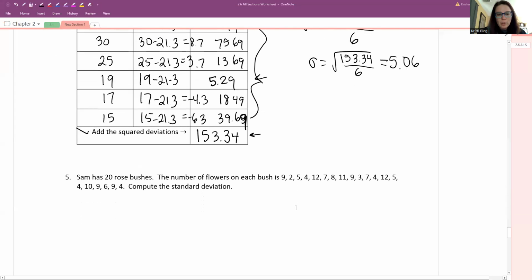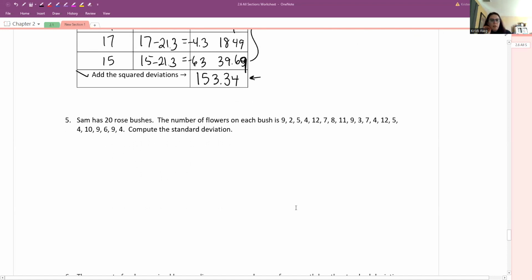So let me share my screen again. Going to Sam and his rose bushes. Okay. So Sam has 20 rose bushes. The number of flowers on each bush is, and it gives a whole list. Compute the standard deviation. So for this, I want you to take a second and put everything in the list and find the standard deviation. I'm going to do the same. And then when we come back from this, we will go over the answer, but I'll go over it kind of quick because I'm assuming that you are pausing right now in order to do this problem.